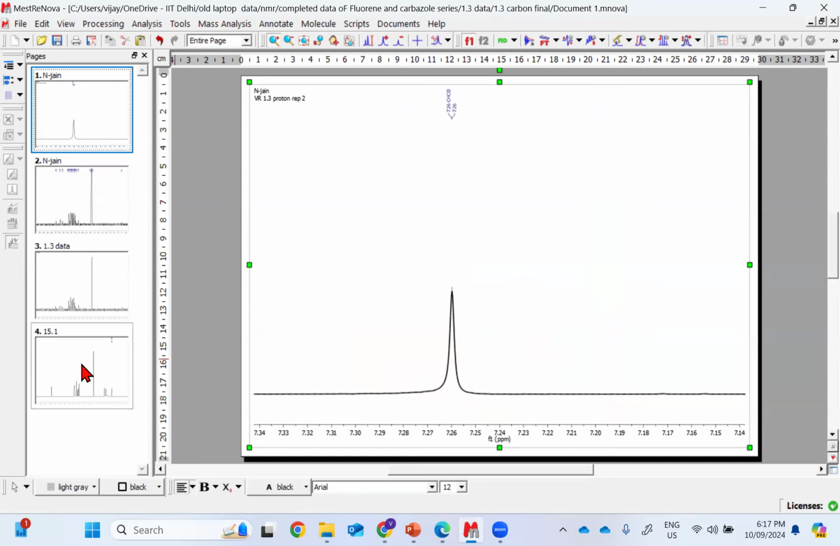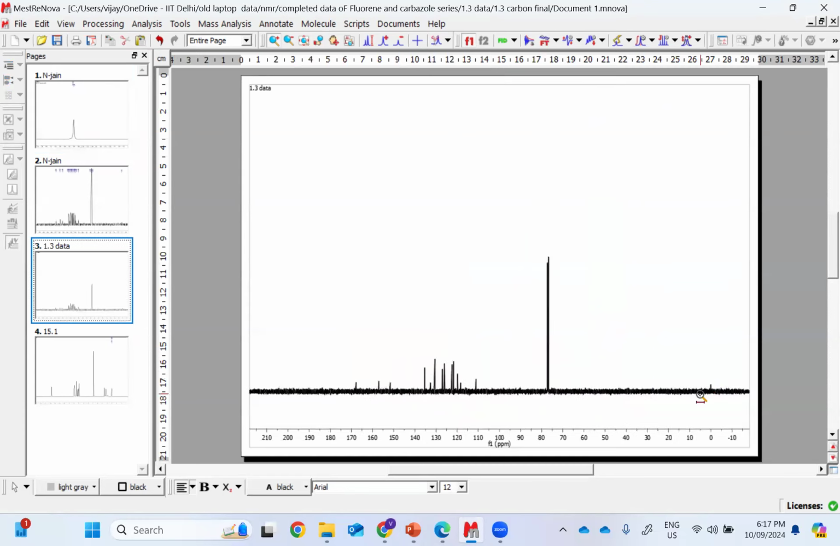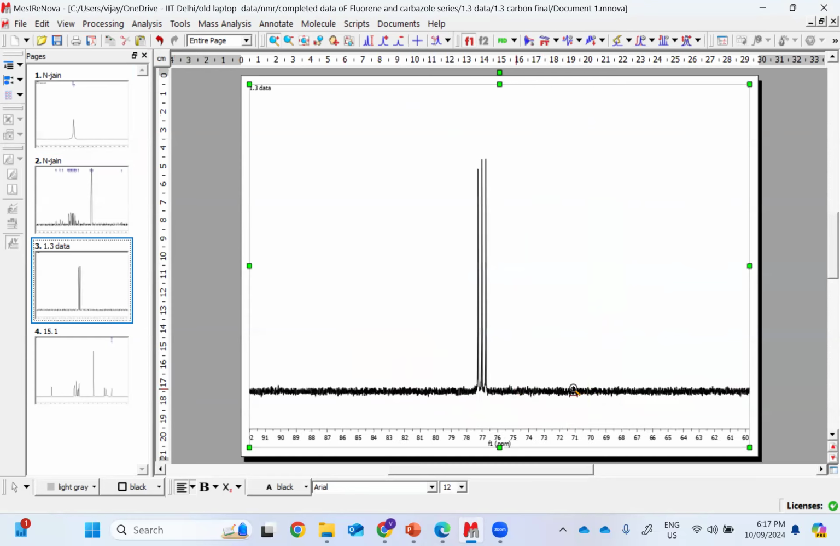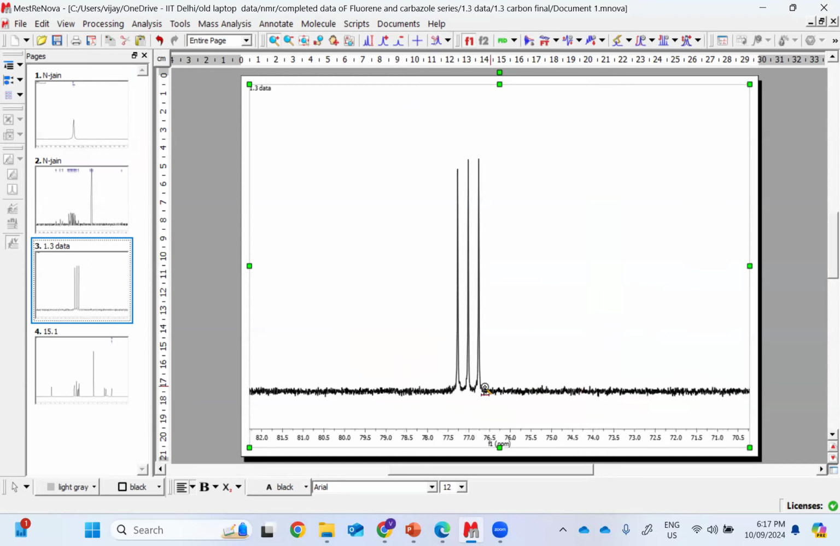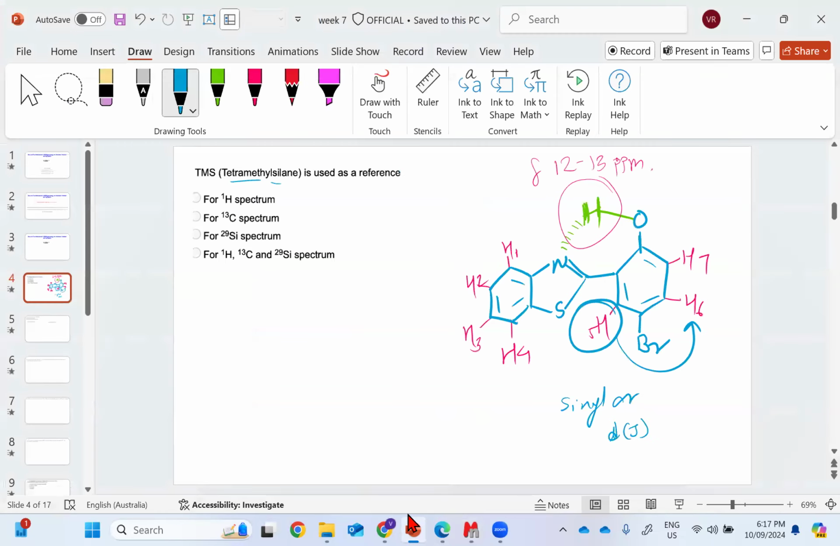But if you look at the carbon spectrum, this small signal is due to tetramethylsilane, which is an impurity present in the molecule, right? And the signal between 76 and 77 is a triplet, and this triplet is due to CDCl3. But if you look at the structure of CDCl3, as I already mentioned, we take the carbon spectra.